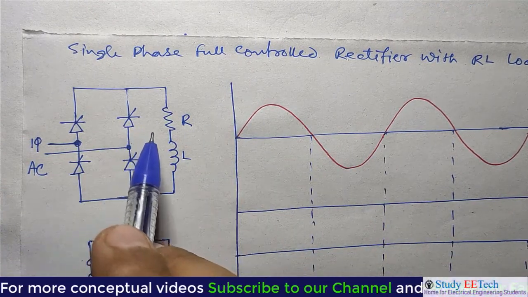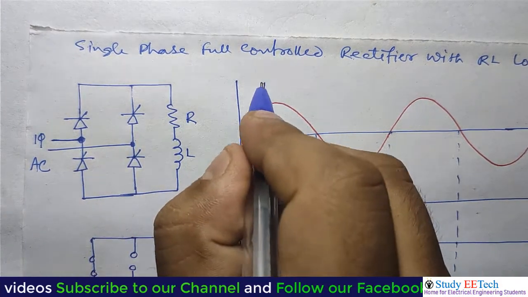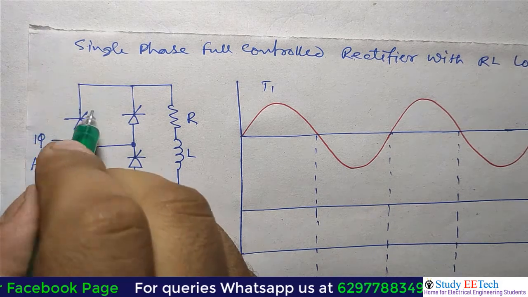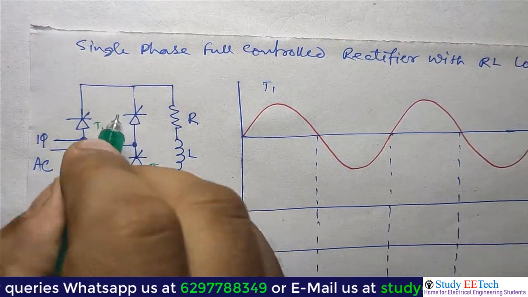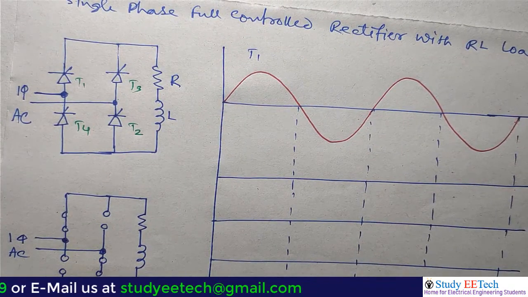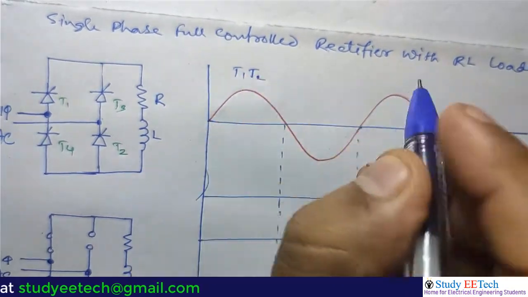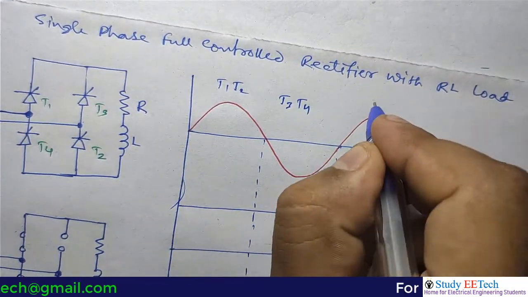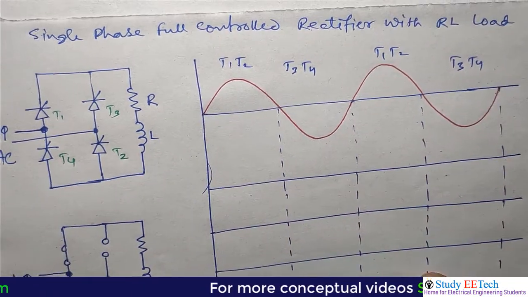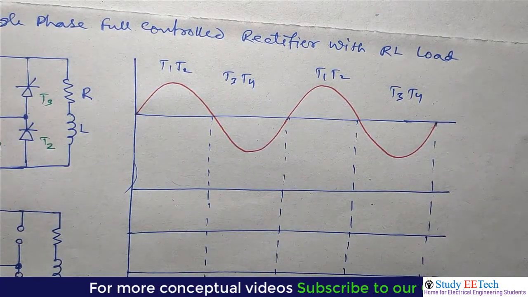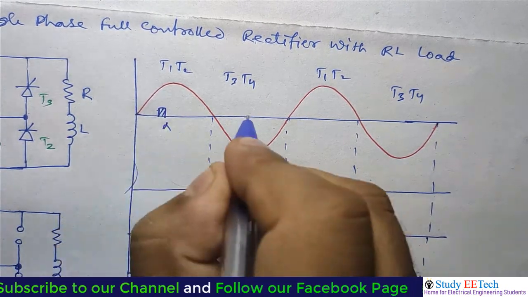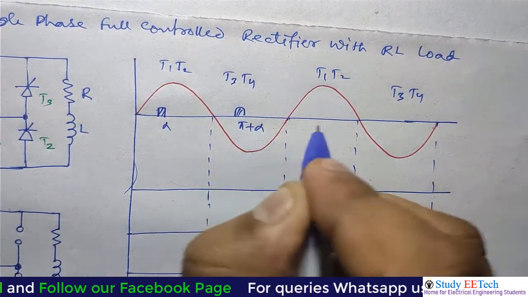What happens? As we know that in the positive half cycle, we have to give the names, alright. T1, T2, T3, T4, and in the positive half cycle T1, T2 are forward biased. Now we are triggering the devices. Let us trigger it at alpha, pi plus alpha, and so on.